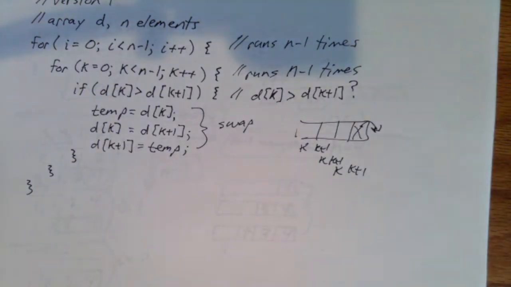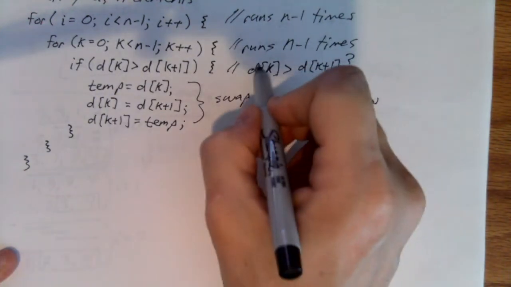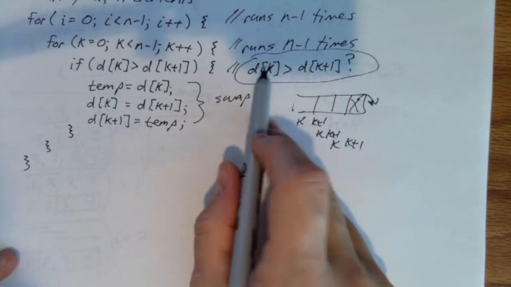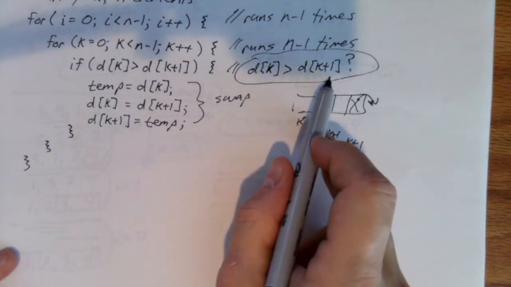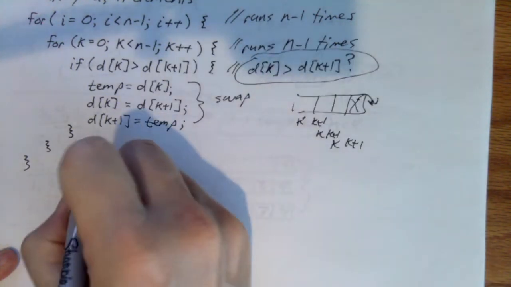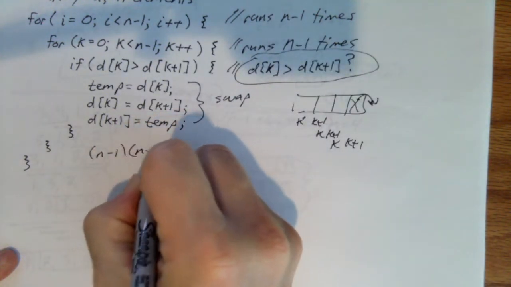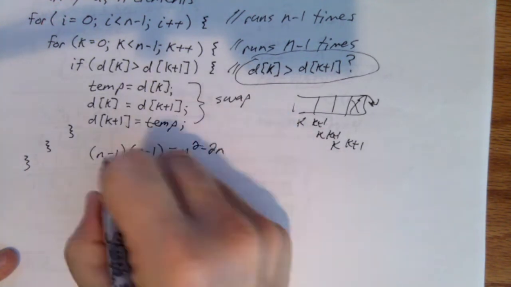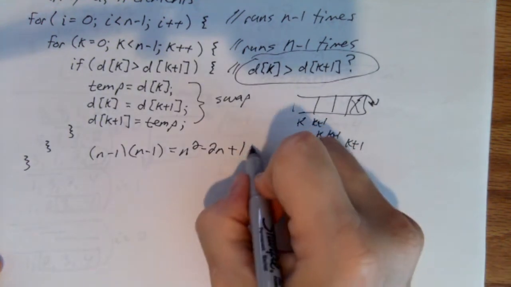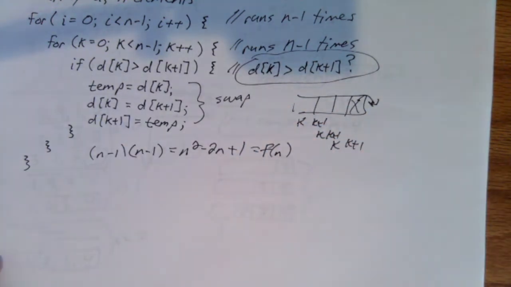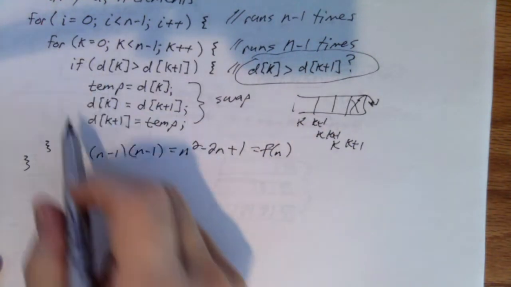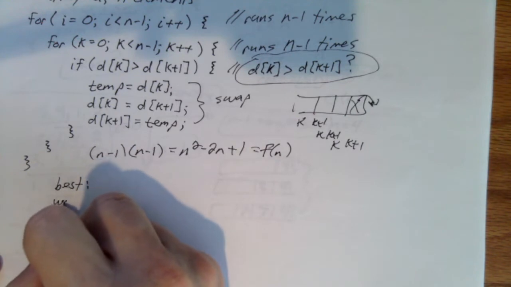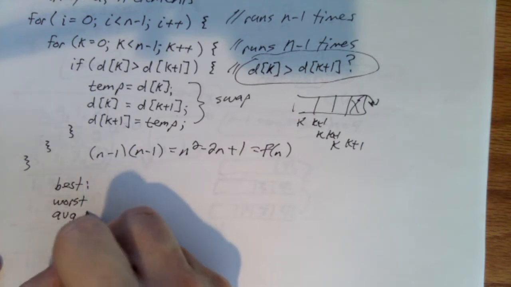So what's our analysis here? Let's ask the question, how many times did we ask this question here? How many times do we compare a left element to a right element? And we know it runs n minus 1 times n minus 1 times, which is n squared minus 2n plus 1. So there's our function of n. Now, we can have different scenarios. So what are our best case, worst case, and average case scenarios here?